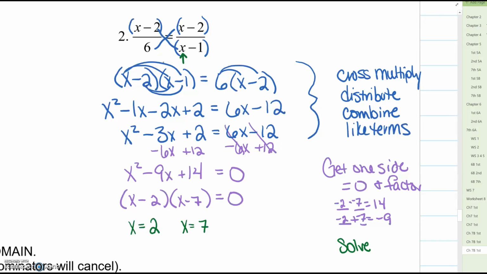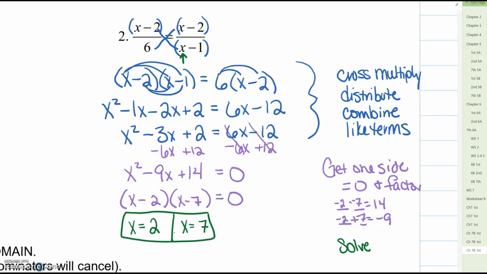So if I plug 2 in, what is 2 minus 1? 1, not 0, so it's fine. Now check 7. 7 minus 1, not 0, so it's fine. Both of these answers are fine because they don't create a denominator that equals 0.